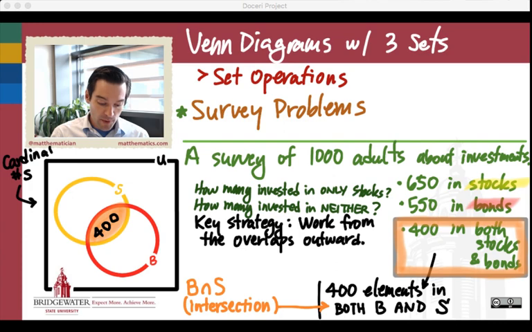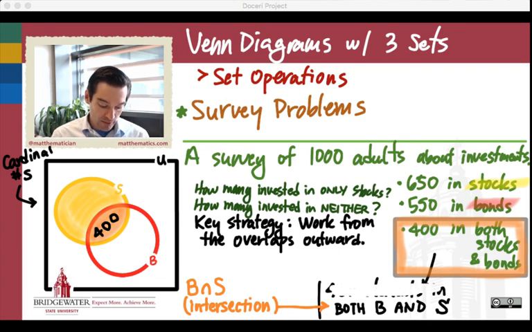So now we want to work our way out. The idea here is that now that I know there's 400 people that are in both stocks and bonds, the next question I'm interested in is how many people are in only stocks. Right? So not stocks and bonds, but only stocks. Stocks and not bonds. Because it's not 650. 650 is the total inside the yellow circle.